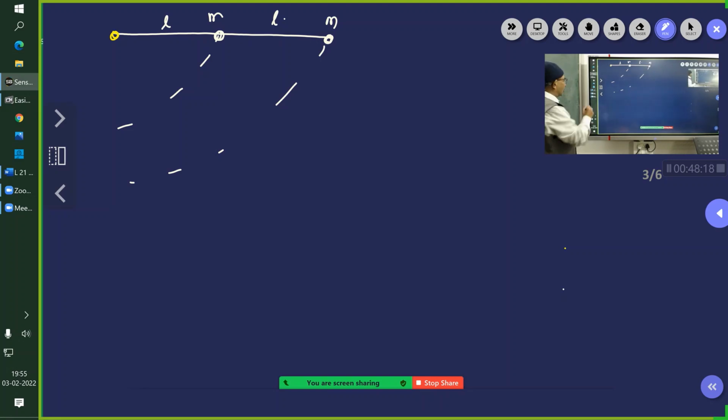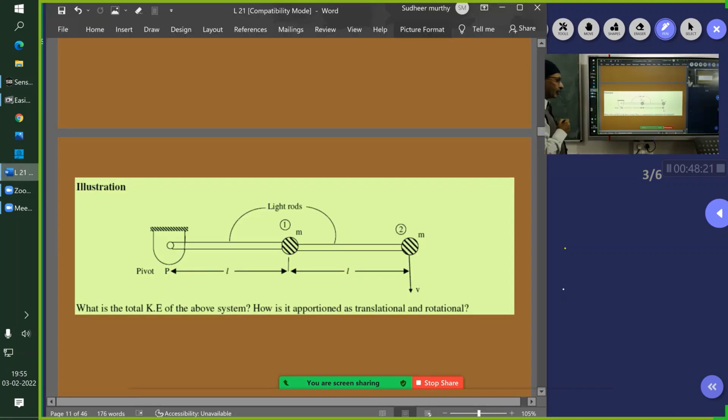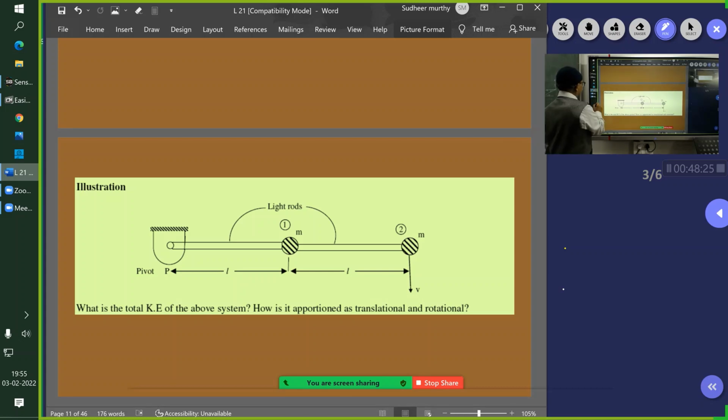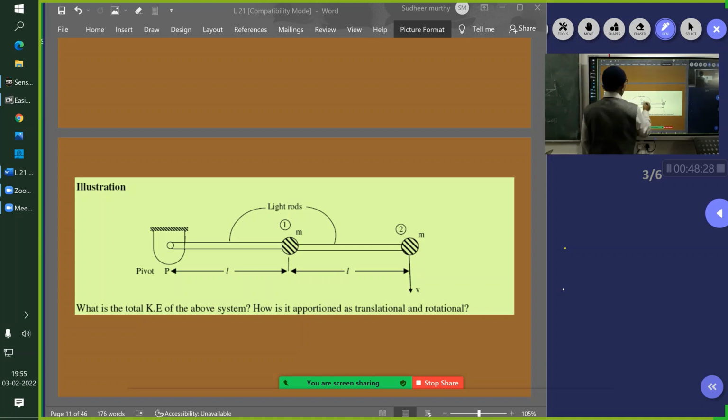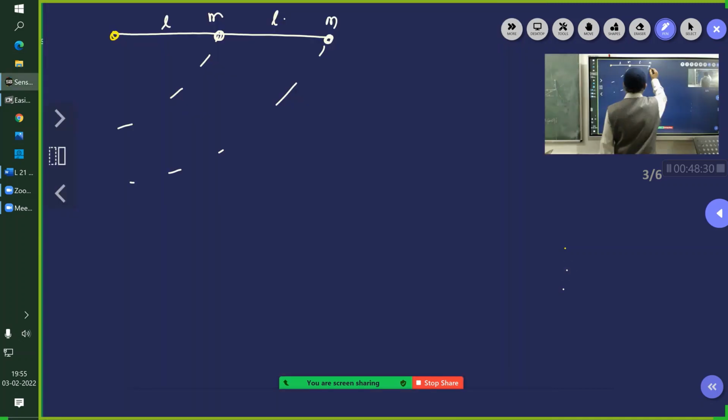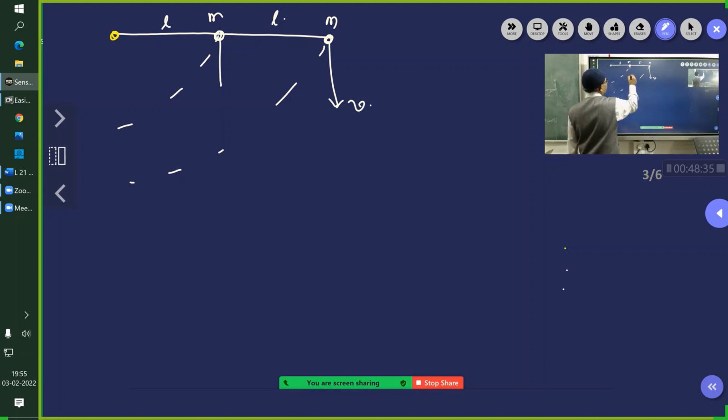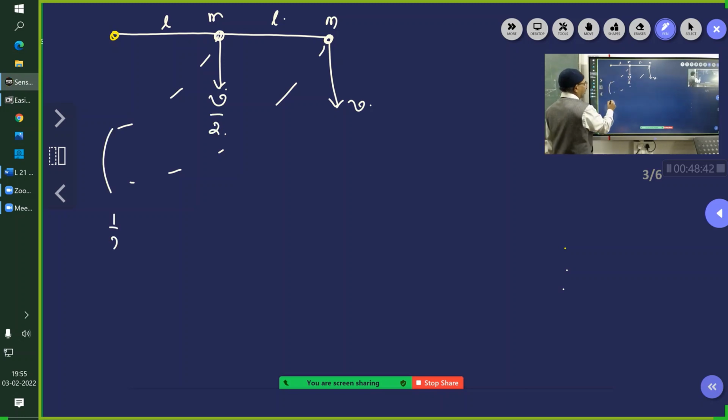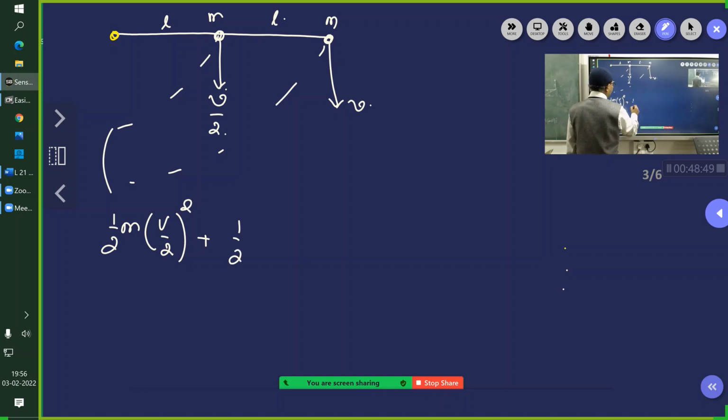They have given velocity V there. They have given this V, and therefore this V has to be V by 2 for the middle mass. So the kinetic energy of this will be half m (V by 2) whole square, plus the kinetic energy of this will be half m V square.